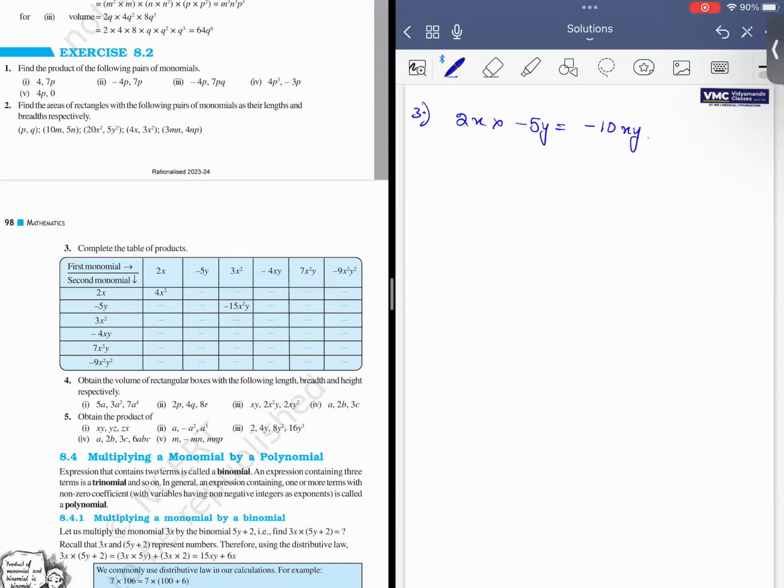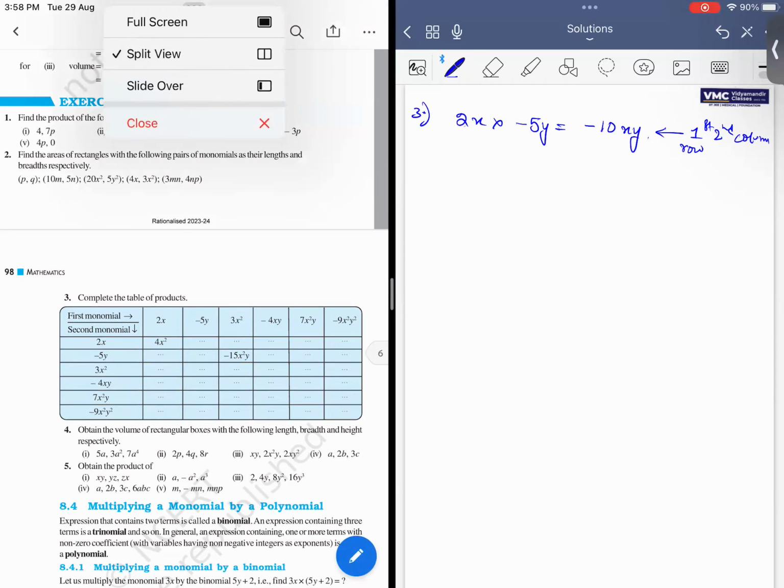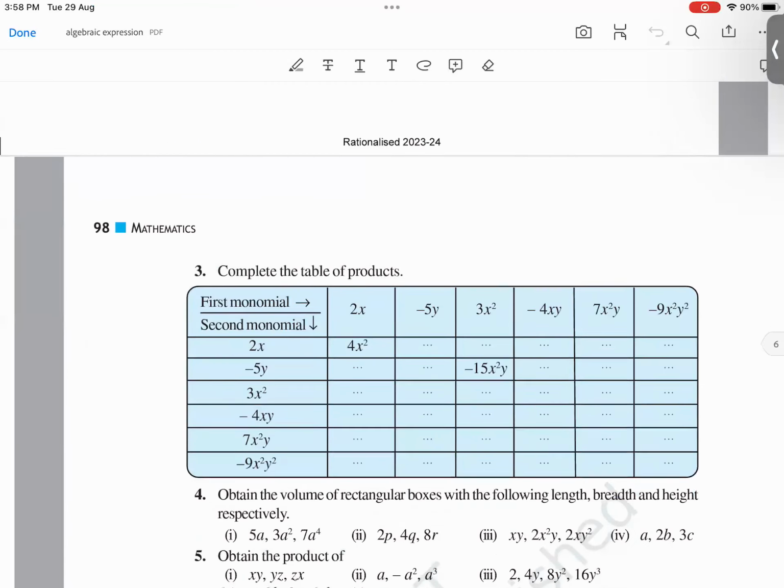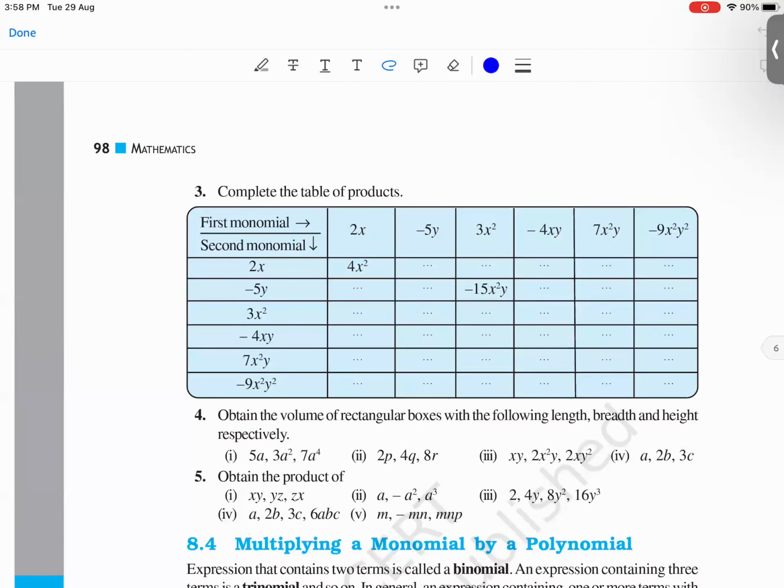This is what? First row, second column. If you see here how I'm doing, 2x into minus 5 is what? Minus 10xy. Likewise, 2x into 3x, 2 into 3 is 6 and 6x cubed.